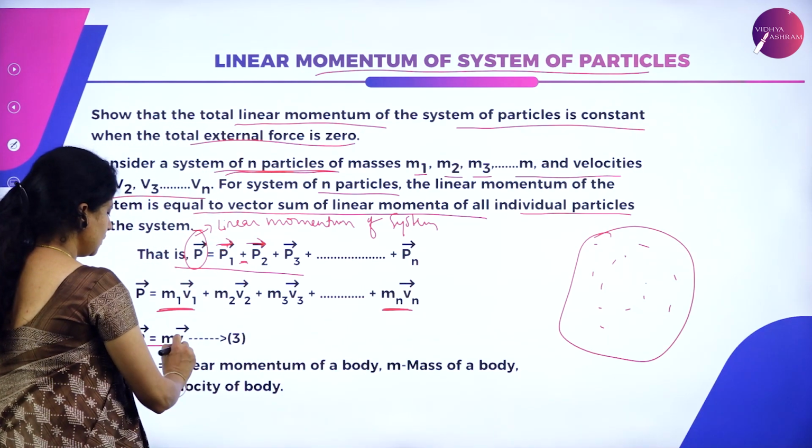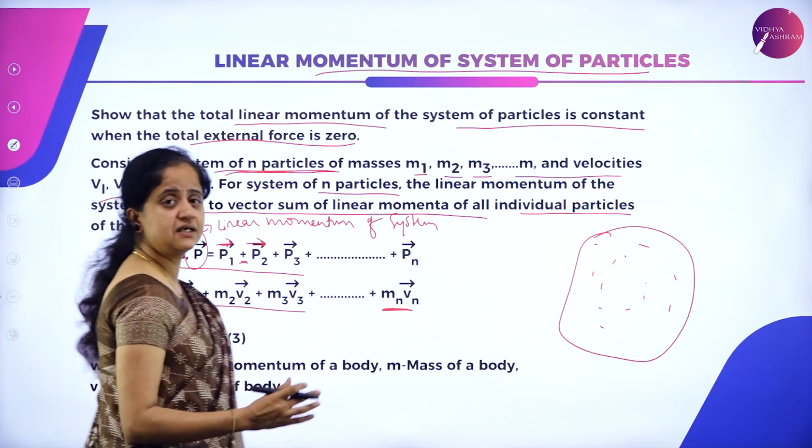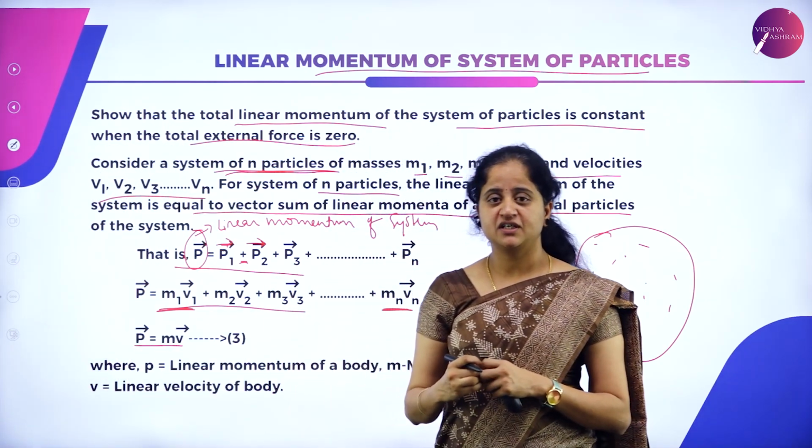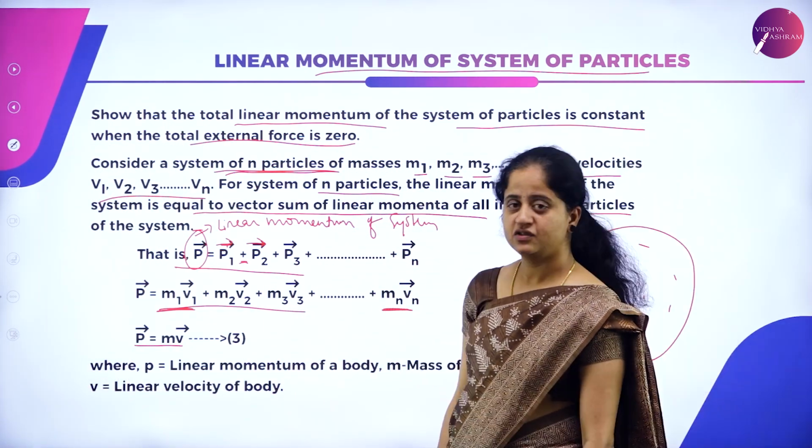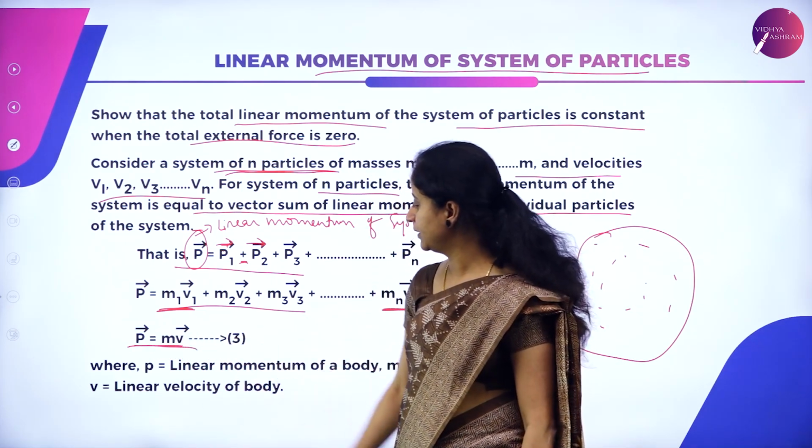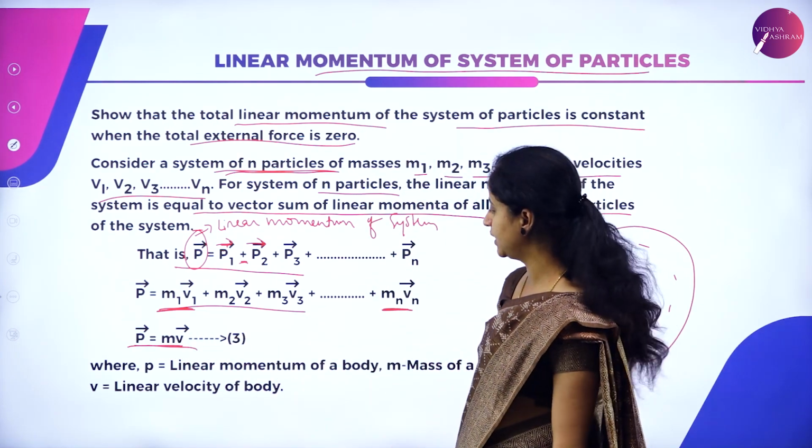But what is this together? It gives us the sum of all the moments of inertia of all the individual particles. So, we can write it as P is equal to mv. That is my equation 3.